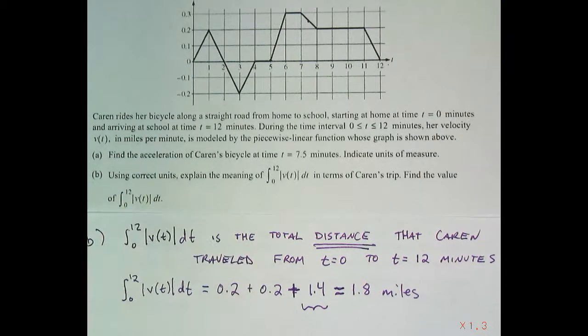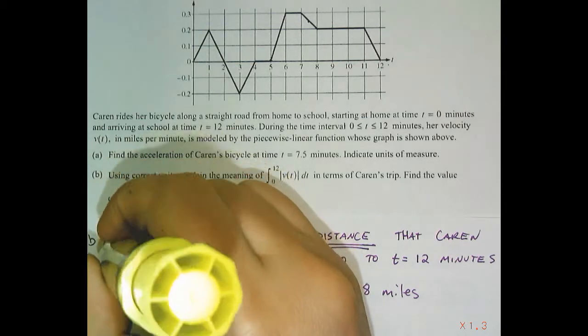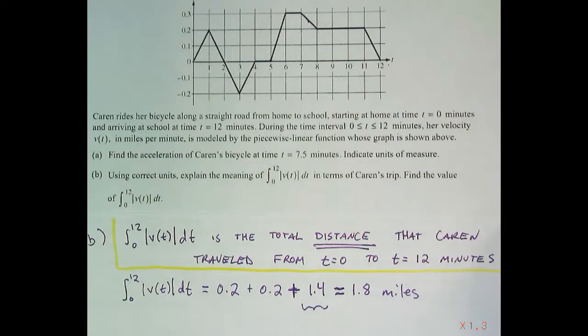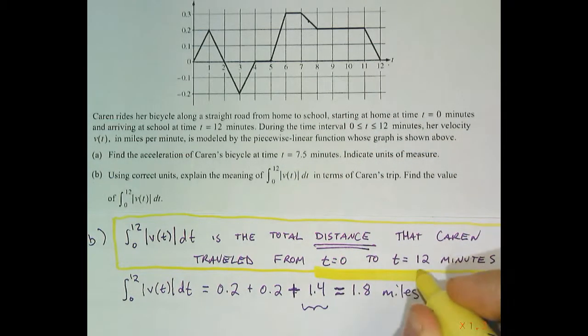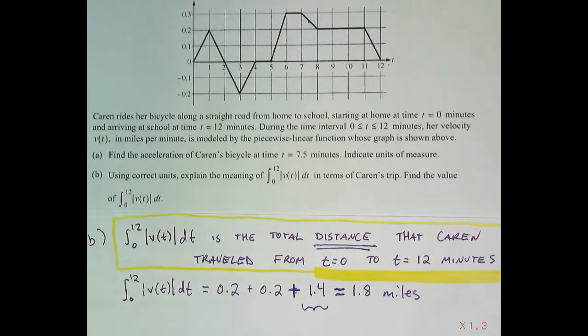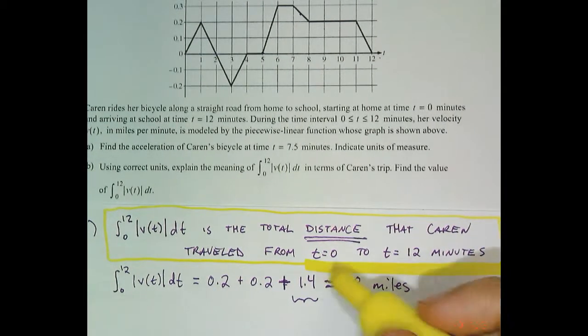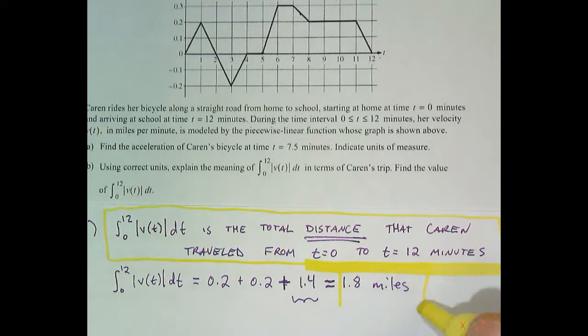That's part B. Part B is worth 2 points. The first point comes from the meaning, and in order for you to get the full credit of the meaning, you have to remember to include the interval. You can't just say total distance. So include the interval 0 to 12. And that's worth 1 point. Then the second point comes from what is the value of that integral. 1 point there.